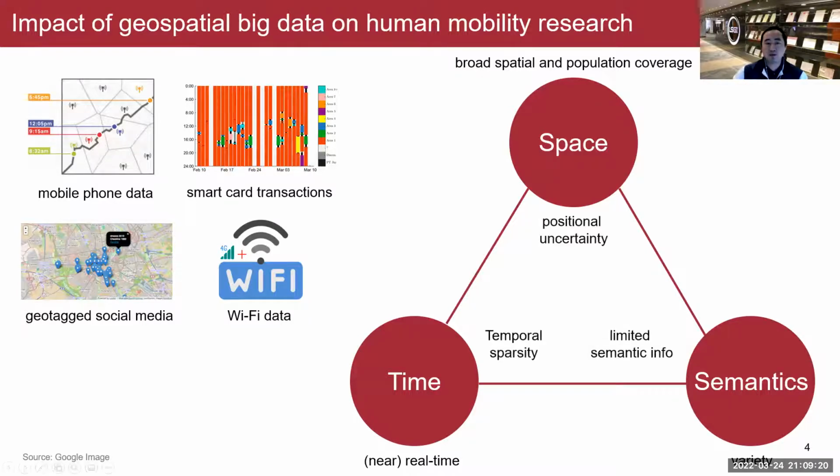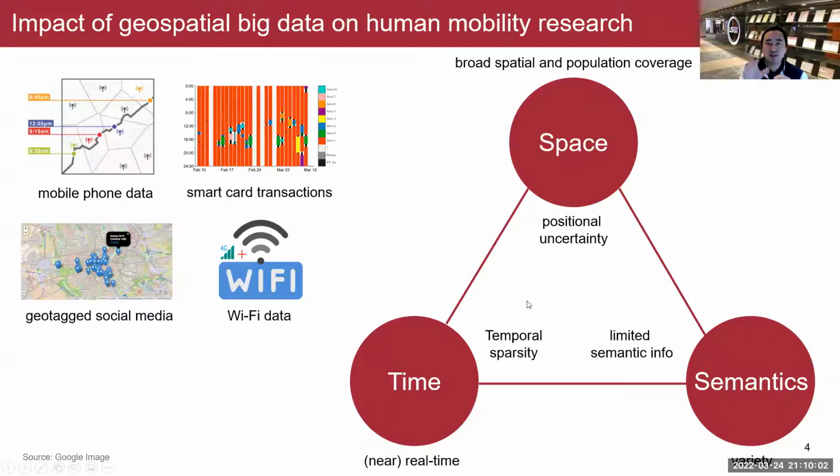But on the downside, these data come with limitations. Some data have issues of positional or location uncertainty, and sometimes the data is sparse in space and also in time. For example, with geotagged social media, less than 1% of tweets are geotagged. Also, some of these data, like call detail records, a typical type of mobile phone data, were not produced initially for scientific research, but for billing purposes, charging people for how much they have used their phone. In other words, the semantic information might be very limited in these data sets.